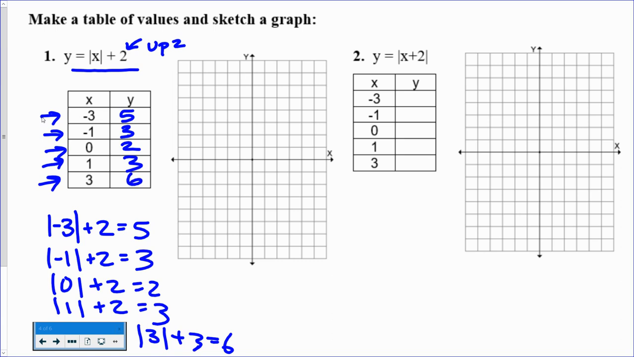So then I'm plotting those points. The first point I got here is -3, 5. The next point is -1, 3. And then 0, 2. 1, 3. And 3, 6.